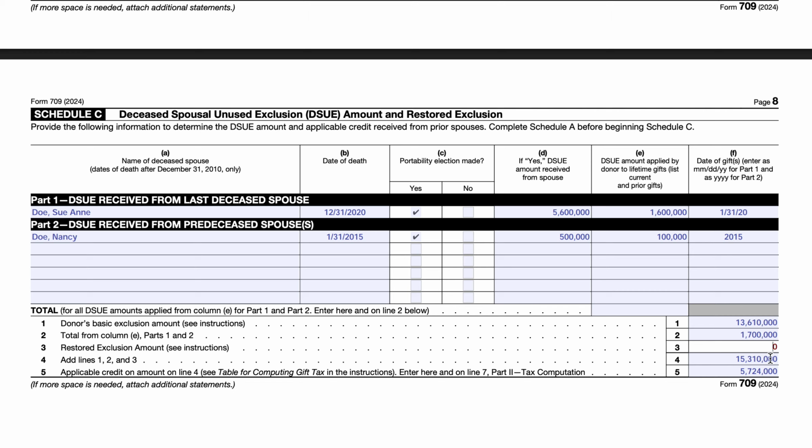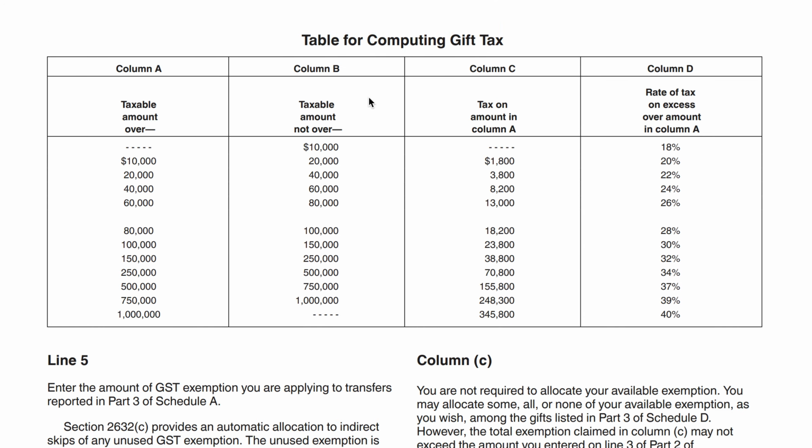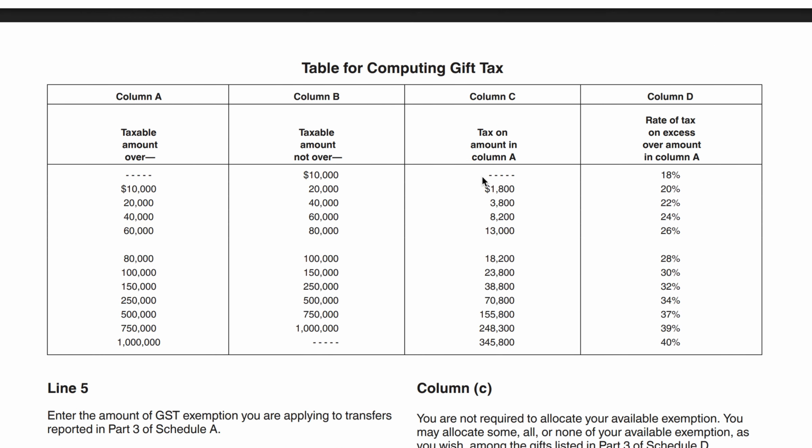In line 4, we're going to add the 3 different lines. Again, we're calculating the total exclusion that John Doe has based on his amount plus any prior predeceased spouses. So instead of the normal 13.6 million, he's got an additional 1.7 million. That brings it up to this 15.31 million. And we calculate the credit for that using a table in the instructions right here. This is the table for computing gift tax.